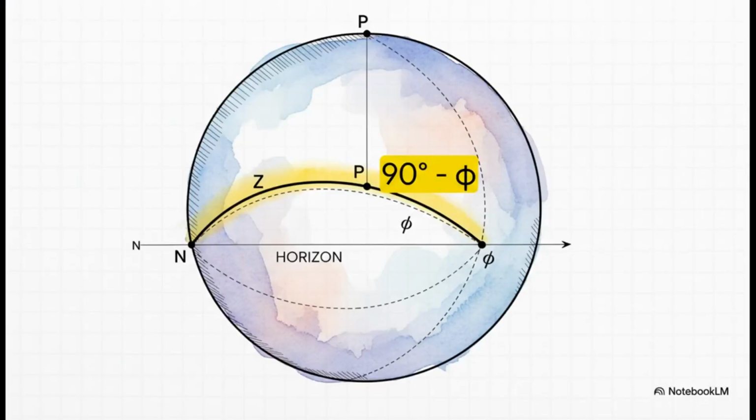Let's look at the first side, the one connecting the zenith, Z, and the celestial pole, P. It's a fundamental fact that the altitude of the pole above your horizon is exactly equal to your geographic latitude on Earth, which we call phi. Well, your zenith is, by definition, 90 degrees above the horizon. So the distance from your zenith down to the pole has to be 90 degrees minus your latitude. We call this the colatitude.